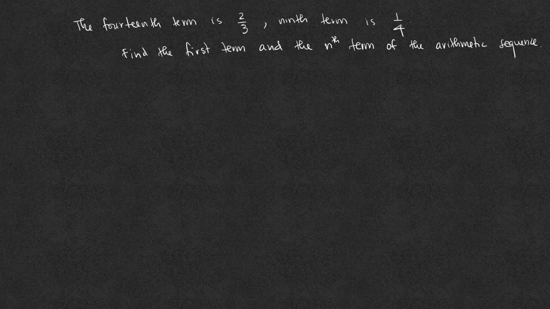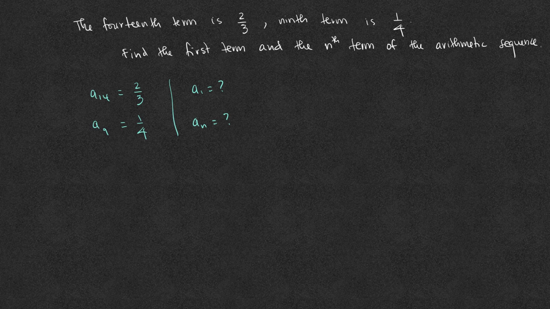The 14th term is 2/3, which means a sub 14 equals 2 over 3. The 9th term is 1/4, which means a sub 9 equals 1 over 4. Find the first term, a sub 1, and the n terms formula a sub n of this arithmetic sequence.